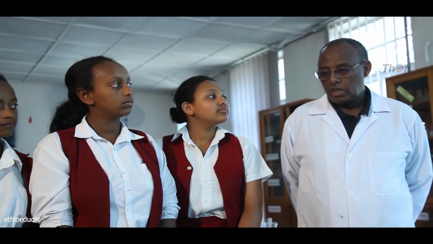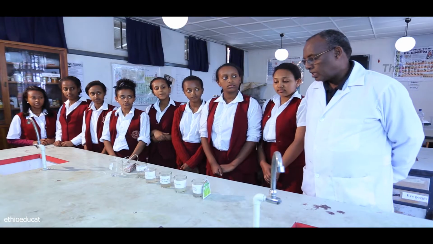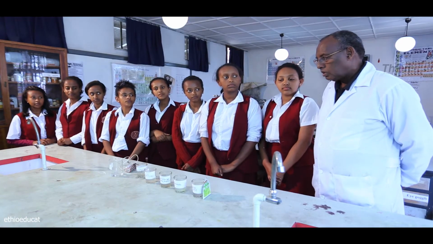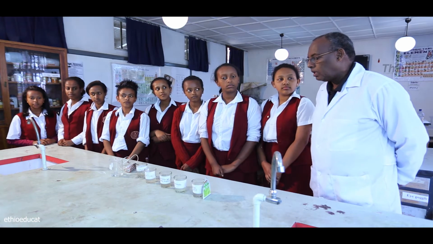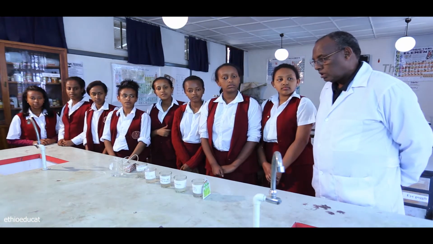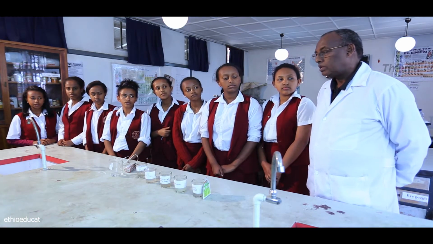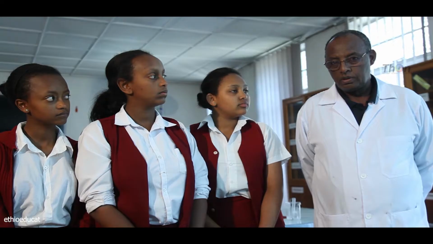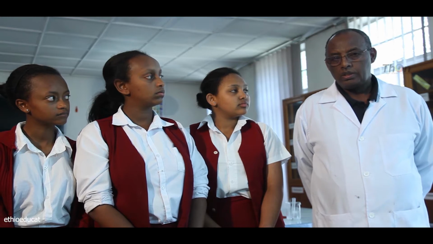Today we're going to discuss a very important topic in chemistry, which is chemical bonding. There are several types of bonds, one of them being covalent. The word covalent indicates that the electrons are shared by the atoms connected through this bond.